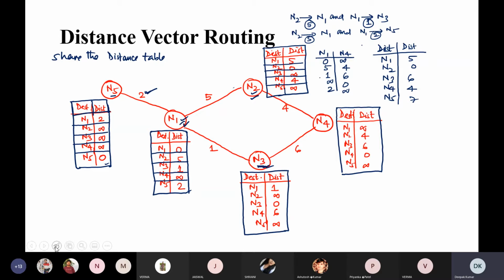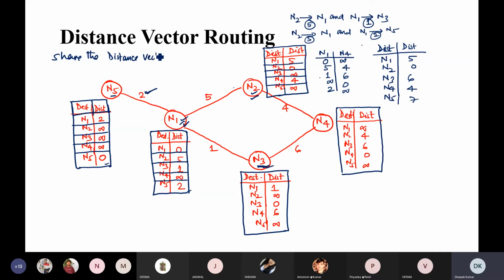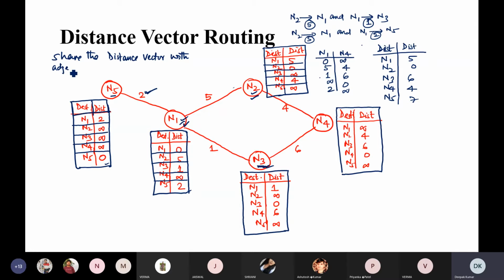Distance vector, not distance table, it is a vector, only distance vector. Share the distance vector with adjacent neighbors.